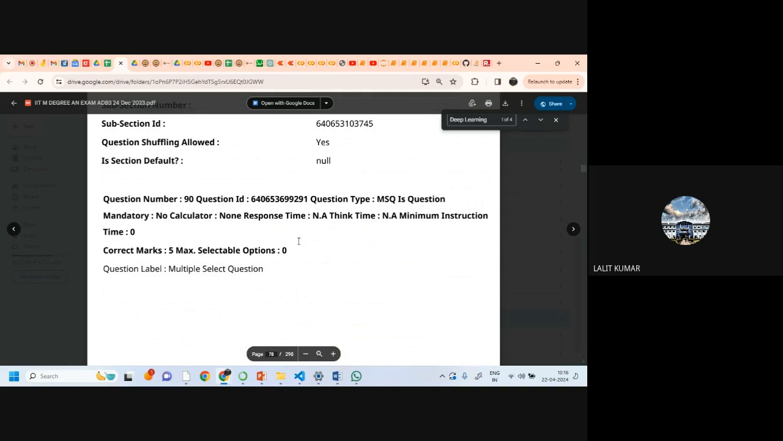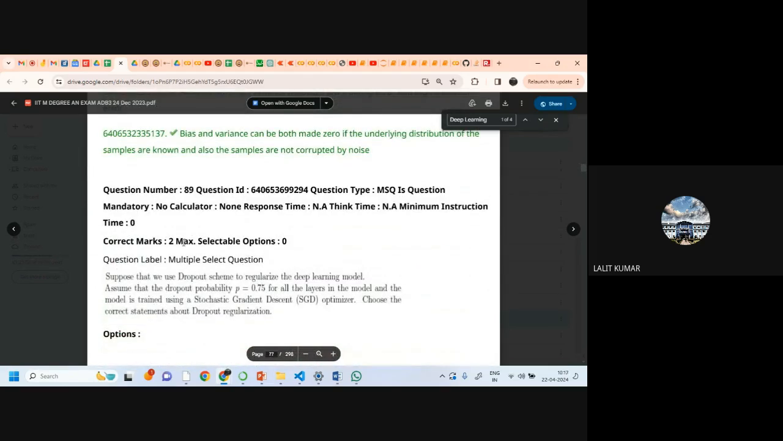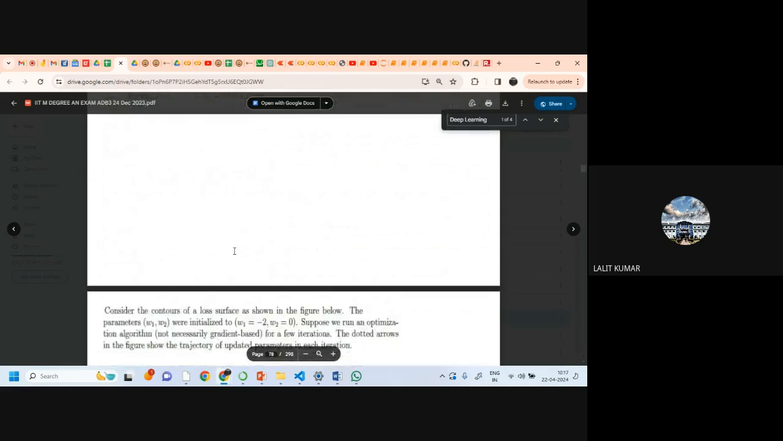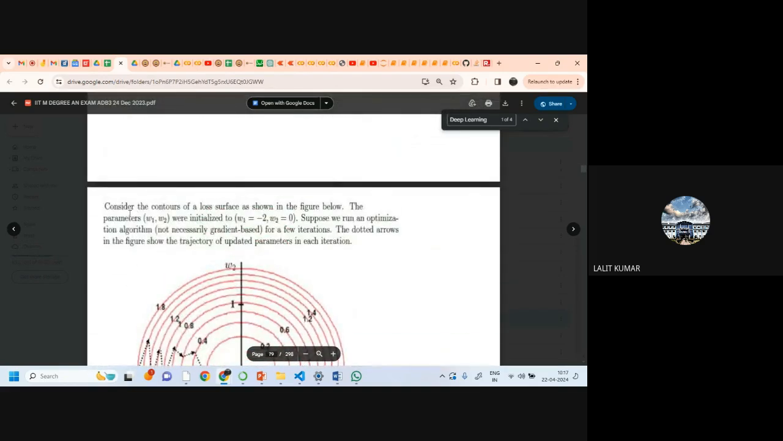Then we come to 5 marks questions. These were 2 marks questions. So this is a 5 marks question. Consider the contours of a loss surface as shown in the figure below. The parameters W1 and W2 were initialized to W1 is equal to -2, W2 is equal to 0. Suppose we run an optimization algorithm, not necessarily gradient based, for a few iterations. The dotted arrows in the figure show the trajectory of updated parameters in each iteration.